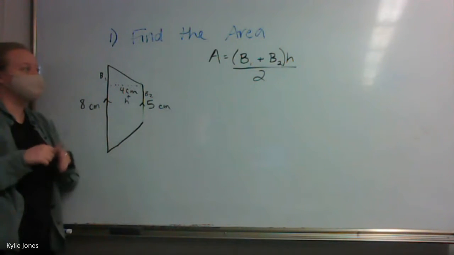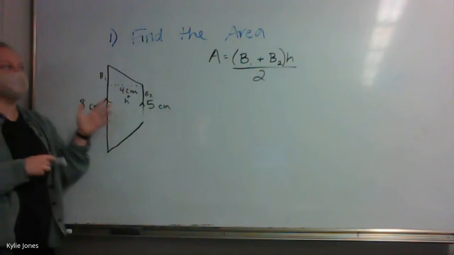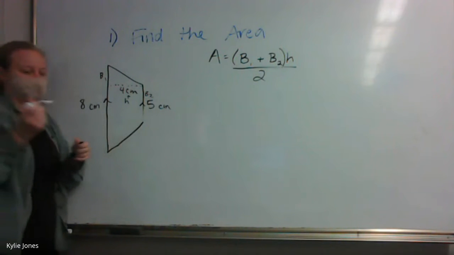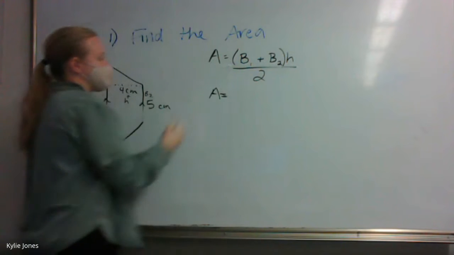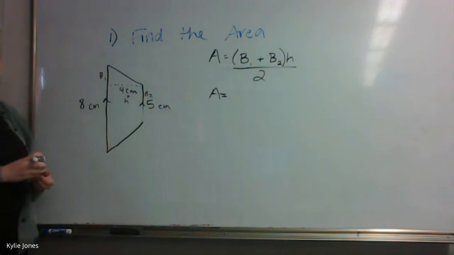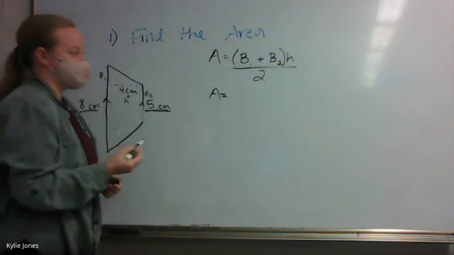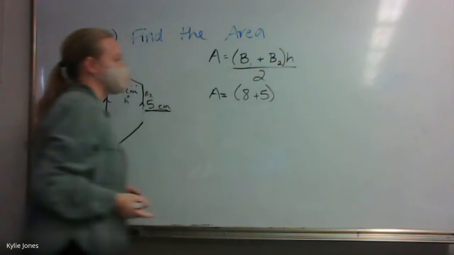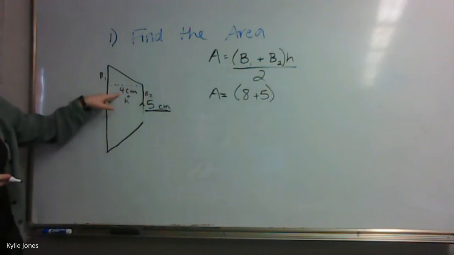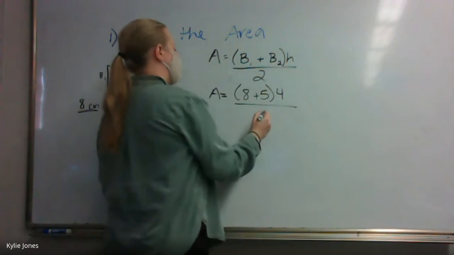Okay, let's go ahead and review this. First thing we need to do is take the numbers on our trapezoid and plug it into our formula. So the area is going to be, where's base 1 and base 2? 8 centimeters is our first base. Base 2 is 5 centimeters. So 8 plus 5. And then we need to multiply that by the height. The height is 4 cm. And then at the end, we're going to divide it all by 2.